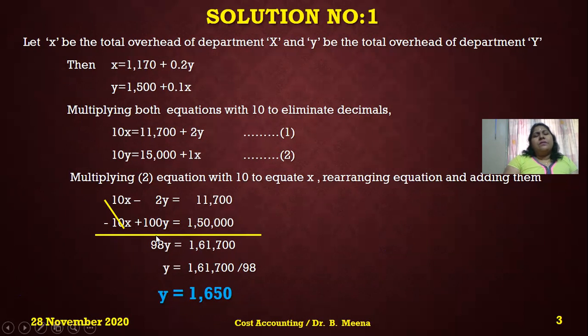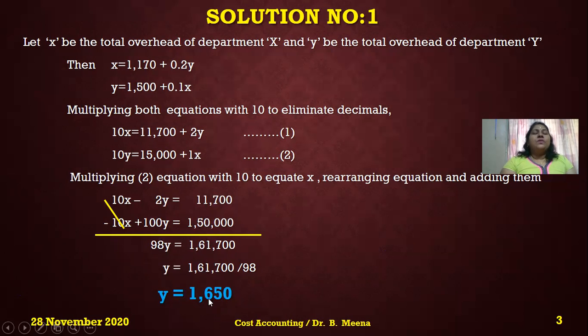Then this answer will be 98y, minus 2y plus 100y, 98y. 1 lakh 61,700 is the summation of these two amounts. Then y is equal to 1 lakh 61,700 divided by 98. I'll get the value of y as 1,650.